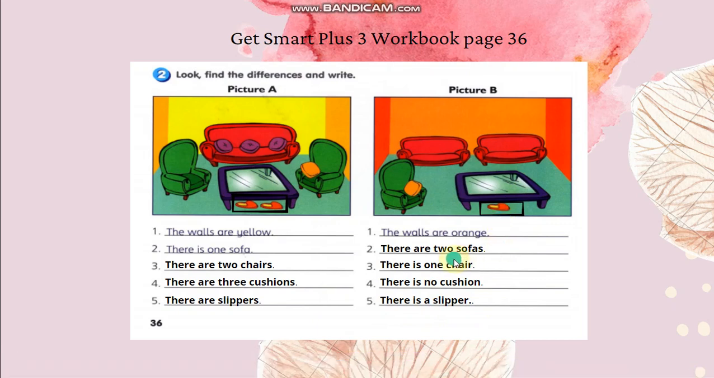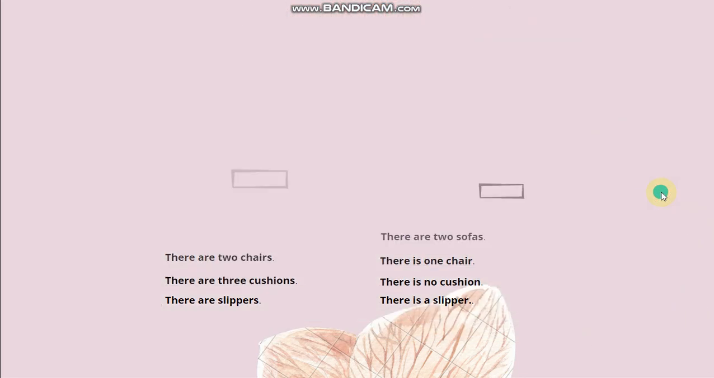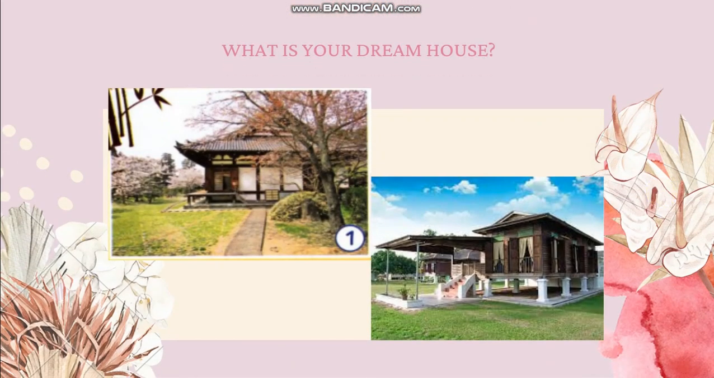Okay. Right? Can you do that? So that is all that you need to do for today. The first task is on page 36, the first one and the second activity. Okay.